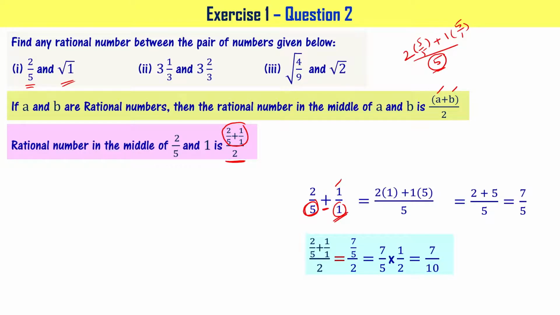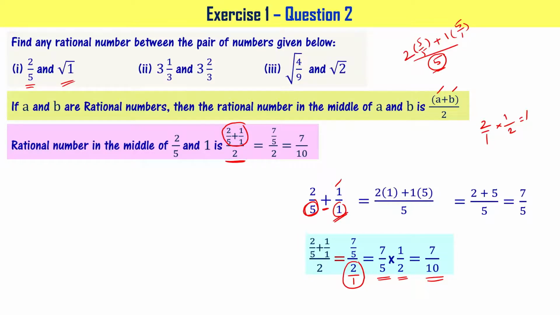7 by 5 divided by 2 by 1, we can write it as, instead of dividing 7 by 5 with 2 by 1, what I'm going to do is I'm multiplying 7 by 5 with 1 by 2. 2 by 1 and 1 by 2 are multiplicative inverse to each other, right? So when you do that, you get answer as 7 by 10, right? So the rational number in the middle of 2 by 5 and 1 is 7 by 10. This is what we are asked to write.